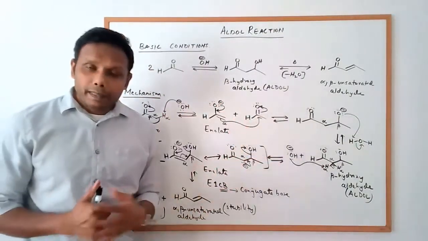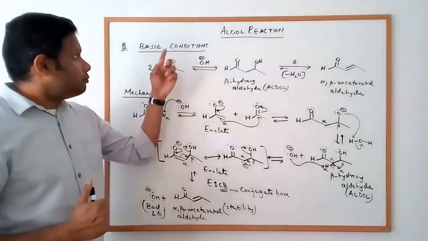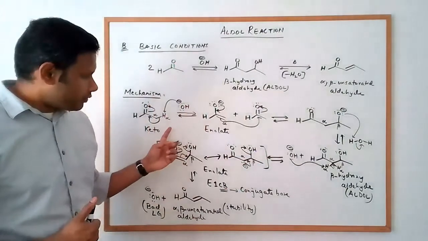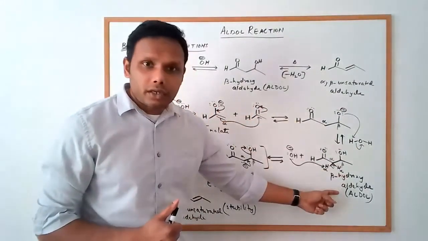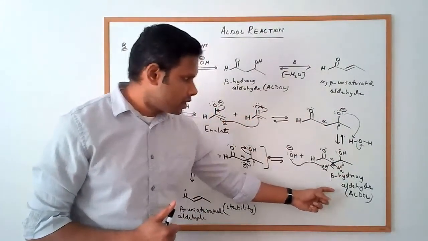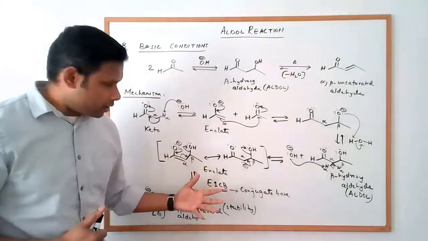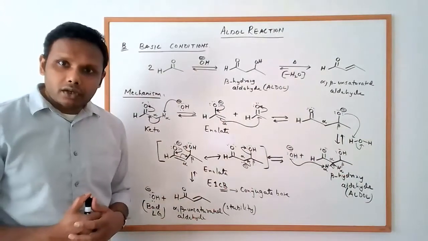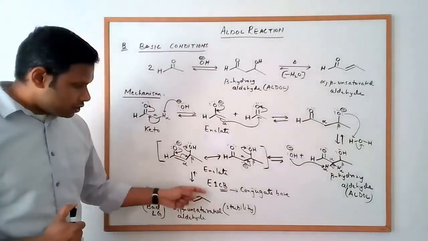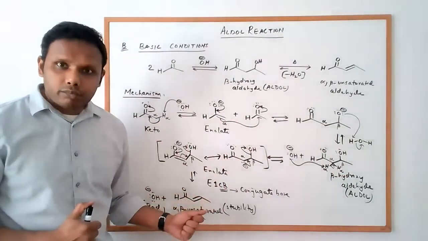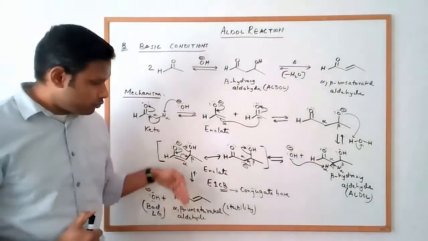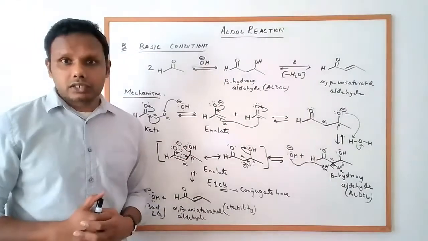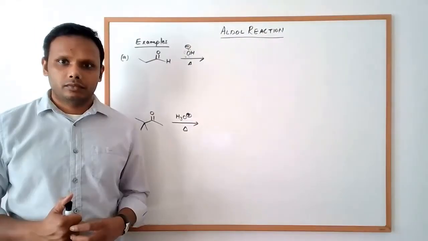But overall, that's the mechanism of base catalyzed aldol reaction. You can first make the aldol addition product under these conditions. And if you're heating the reaction overall, or if you're forcing it, you can go to the alpha beta unsaturated compound. The formation of this alpha beta unsaturated compound is the driving force for this second part of the reaction, where you make the aldol condensation product.